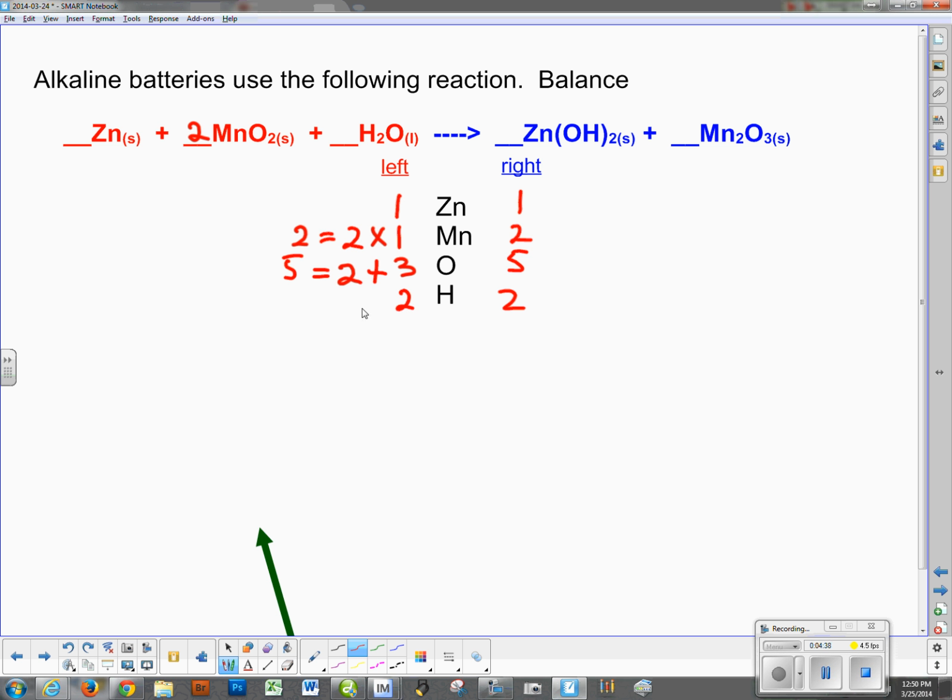So now we have 5 and 5, 2 and 2, 2 and 2. So the manganese is 2 and 2, the oxygen 5 and 5, the hydrogen 2 and 2, the zinc 2 and 2. And now we're free to go ahead and put 1s in all of the blank spaces. And now we are balanced.